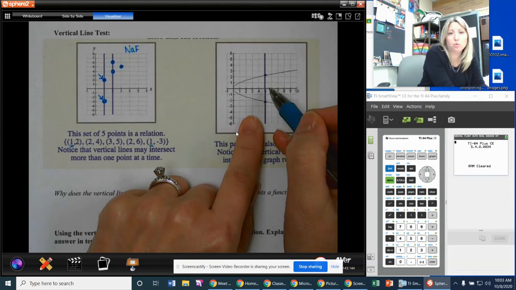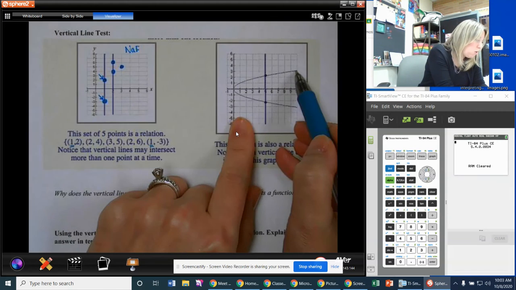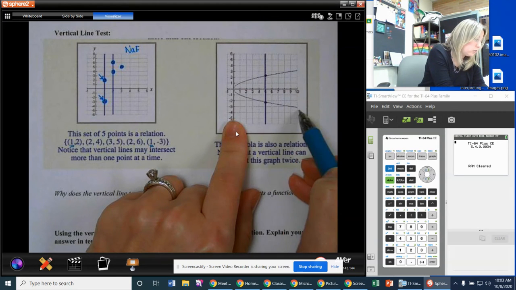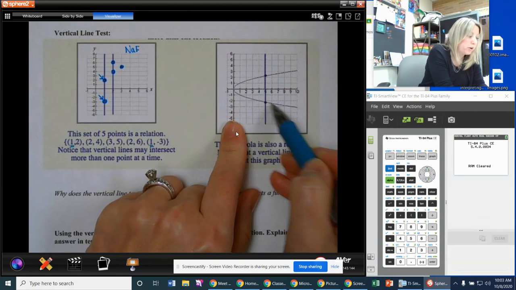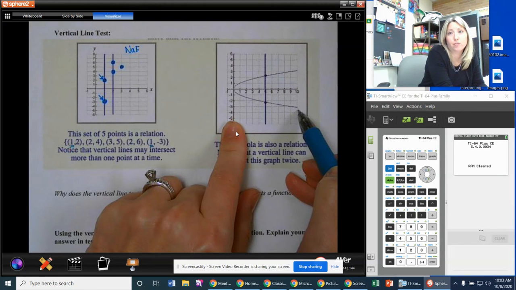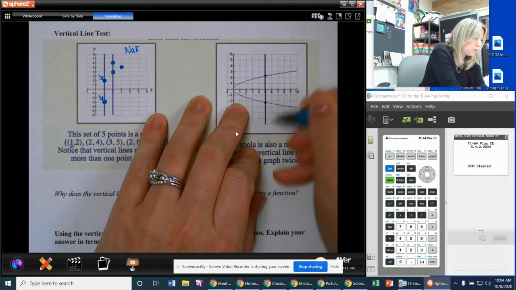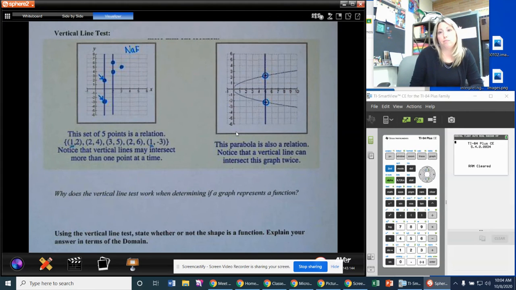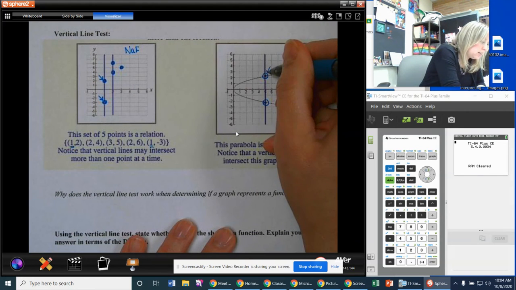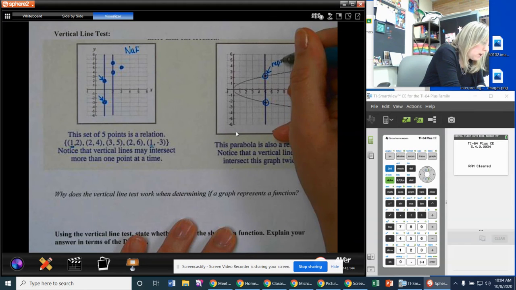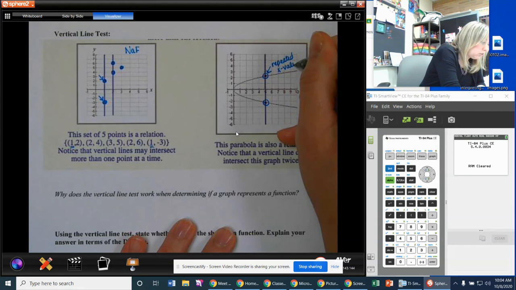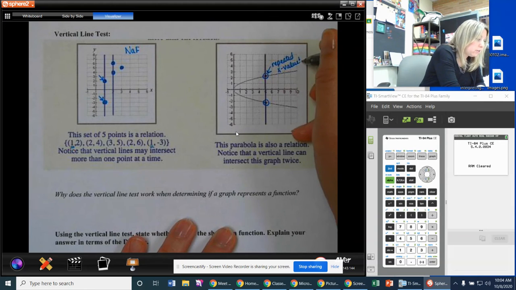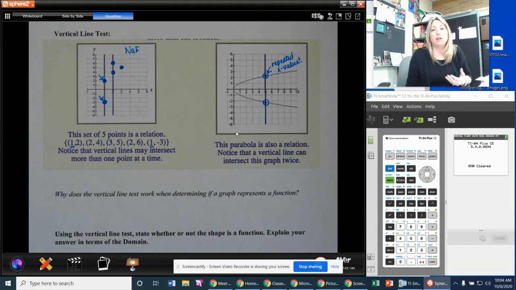Here is a relation again, because this was the relation. So this is your infinite group of points creating a graph. And I was able to draw a vertical line that then touched that graph twice. So you have a repeated x value. And that's why if a relation fails the vertical line test, it's just like saying an x value was repeated.